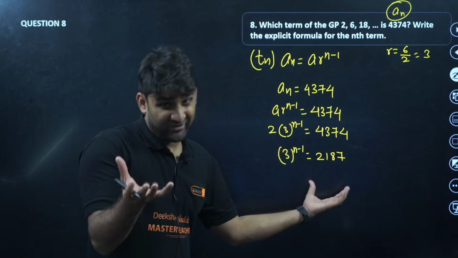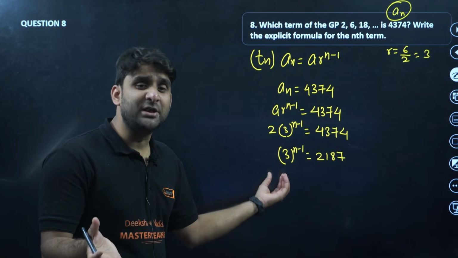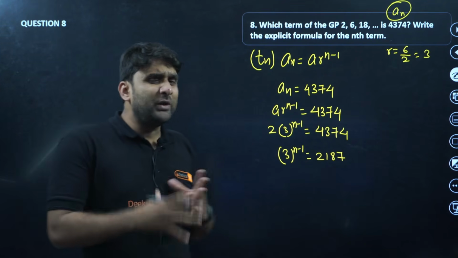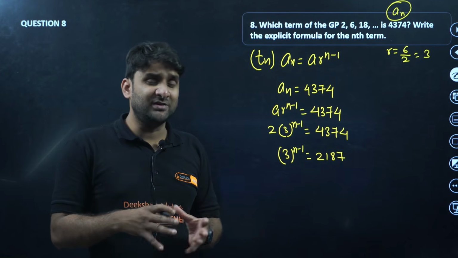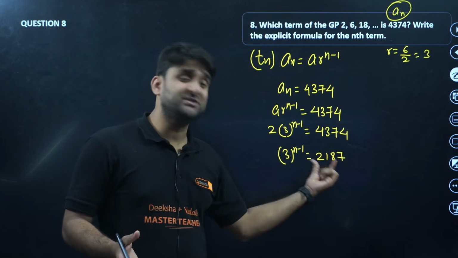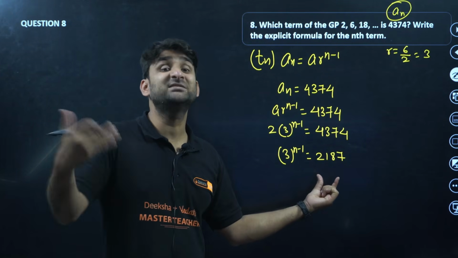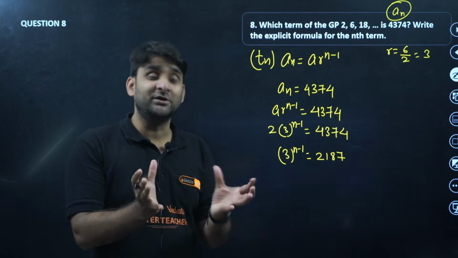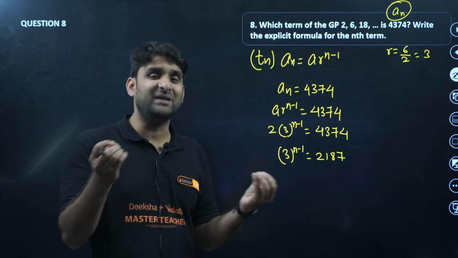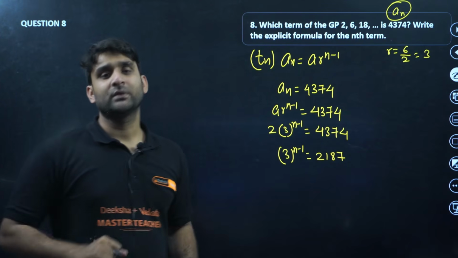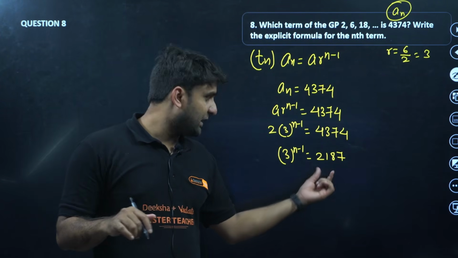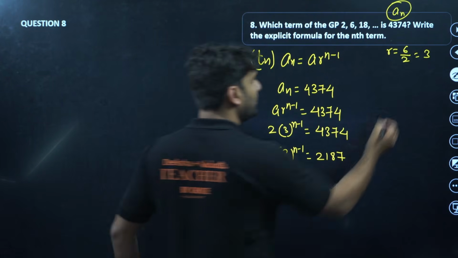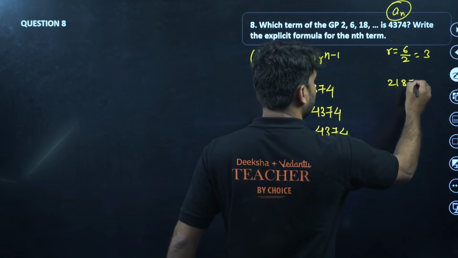Now look at RHS and LHS. RHS is a very big number and LHS is a number having base 3 power n minus 1. If we could change this number into the form of base 3, then we will be able to compare the numbers. If both sides have base 3, we can compare the exponents. So our target should be to convert this number into base 3 format. So let's take the LCM of 2187.